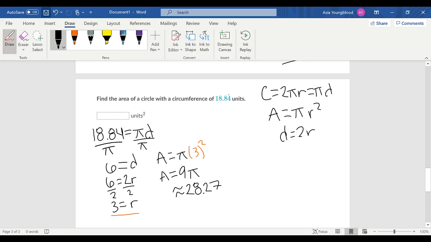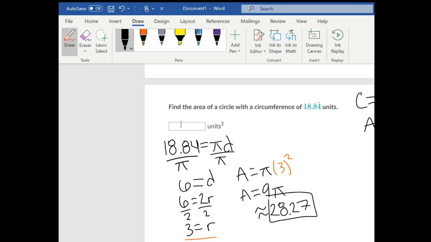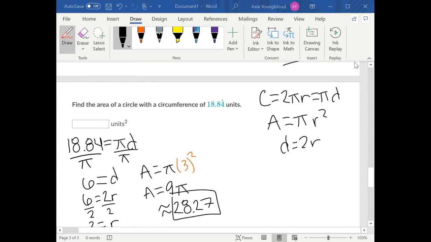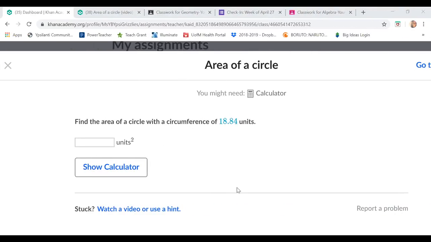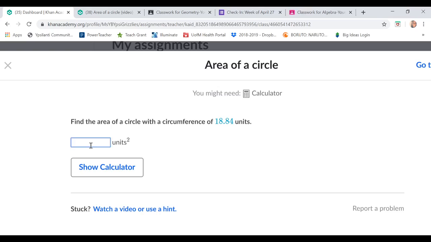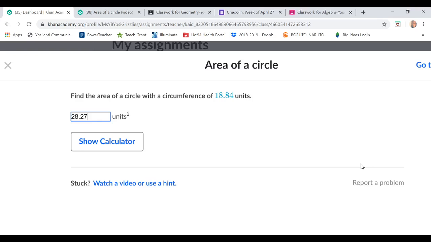And do not forget your units like Miss Youngblood did. Oh, they actually gave it for us. So the units are going to be units squared, or square units. So that's our final answer. If we switch back to our browser, 28.27. 28.27 should be the answer.